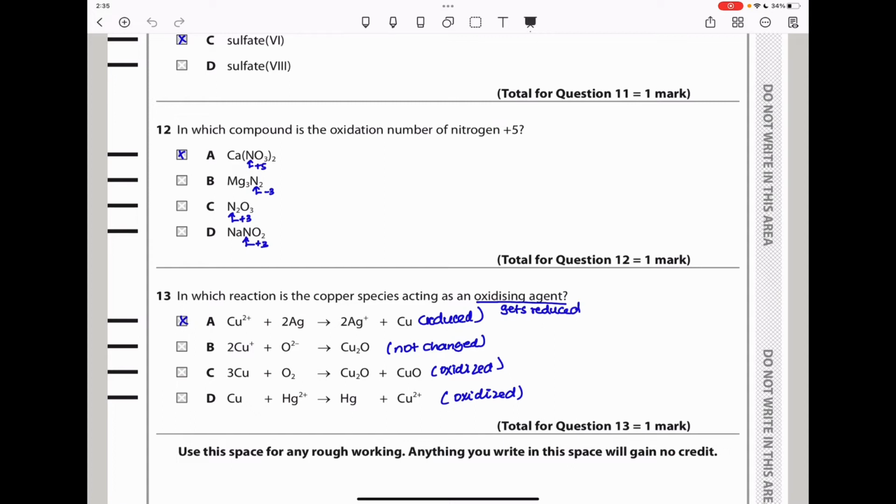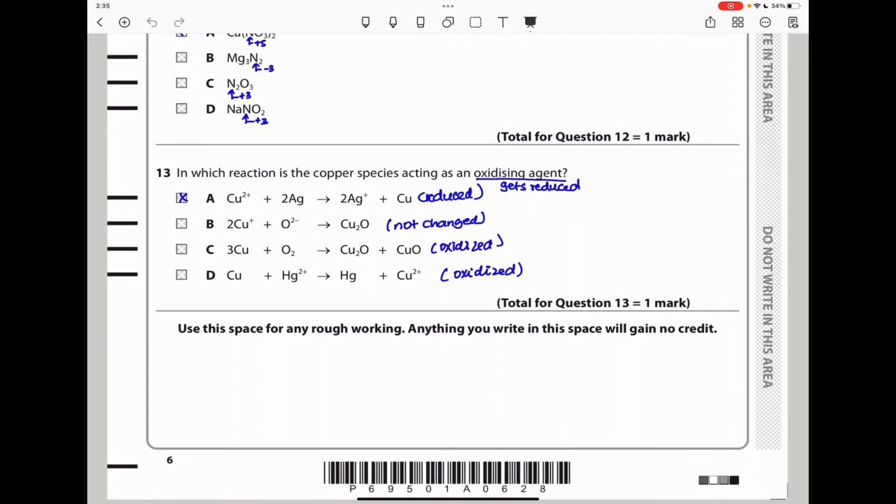But when I did that, I found out that this nitrogen here was +5, the nitrogen here was -3, the nitrogen here was +3, and the nitrogen here was +3. So A is the only compound that gave me a +5 oxidation state for nitrogen.